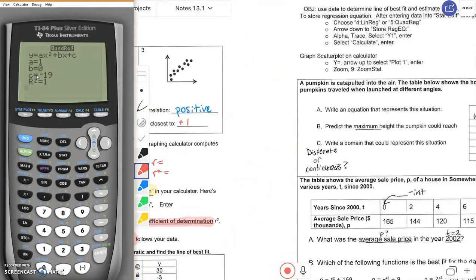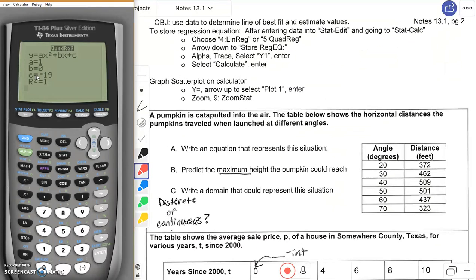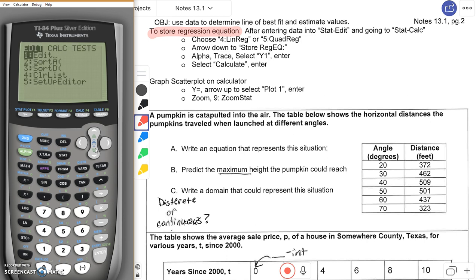Okay, our next part to it, we're going to start answering questions. So some of the things I want to be able to do is store that equation. The reason I want to store that equation is to be able to use it later, and not have to go retype it in y equals every single time, it's just there. So if we go back to stat, calc, 5, because we were in the quadratic, you arrow down to where you're at store regression equation.